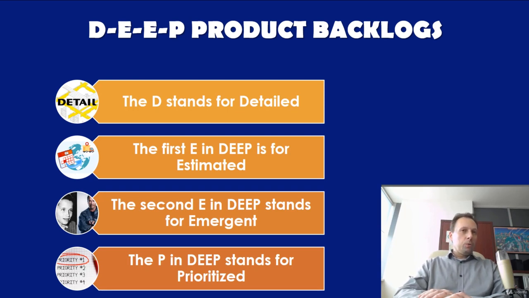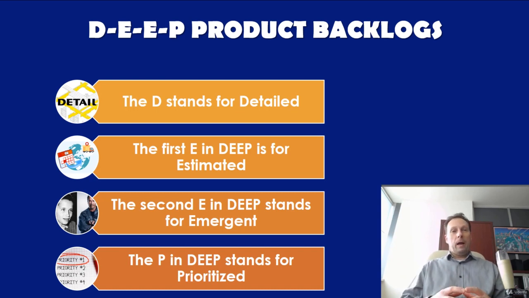The P in DEEP stands for prioritized. The backlog should always be prioritized from top to bottom, with the most important features at the top. It is rank ordered. We don't use priority schemes like low, medium, or high, because that can lead to everything being designated as high, or people saying everything has to get done. The team can only work on a few items at a time, and the product owner supports this by rank ordering the product backlog.